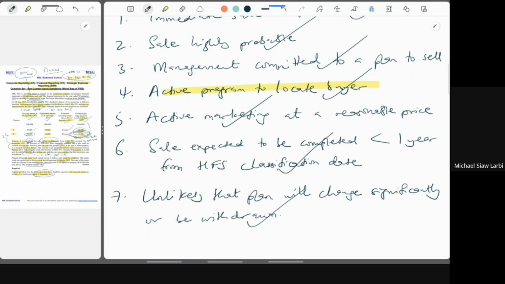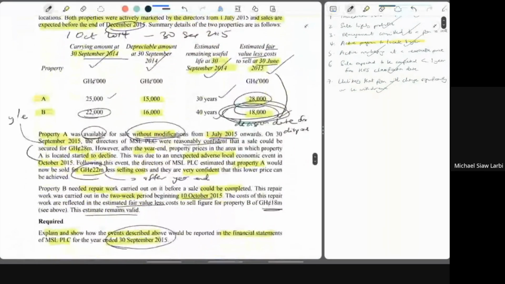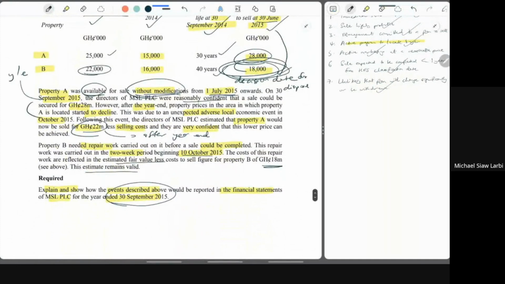But can we say the same for property B? That is the question here. Look at property B. We'll answer the question shortly. Do not worry, we need to analyze first. Property B needed repair work carried out before a sale could be completed. So property B is not available for immediate sale because you had to repair it first before you could sell it. That is not a sign of a property that is available for immediate sale, clearly. That alone disqualifies property B from being classified as held for sale.